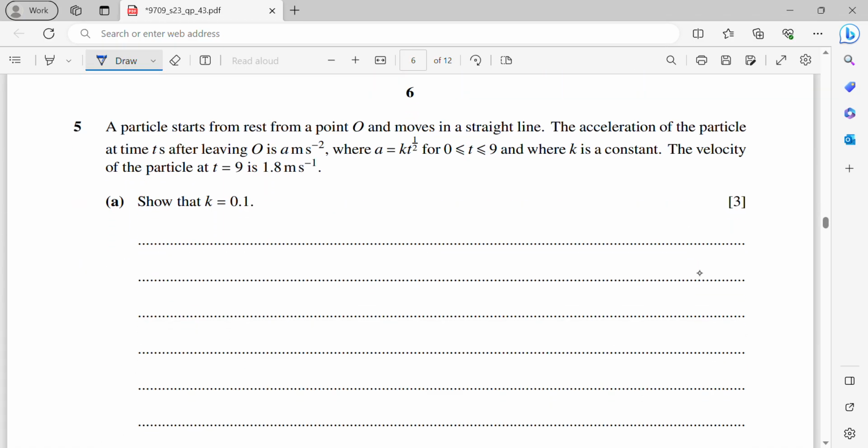Okay, now for question number 5. A particle starts from rest from a point O and moves in a straight line. The acceleration of the particle at the time t after leaving O is a meter per second squared, where a equals kt to the power of half for t from 0 to 9, inclusive, where k is a constant. The velocity of the particle at time t equals 9 is 1.8 meter per second. Now (a) show that k equals 0.1.